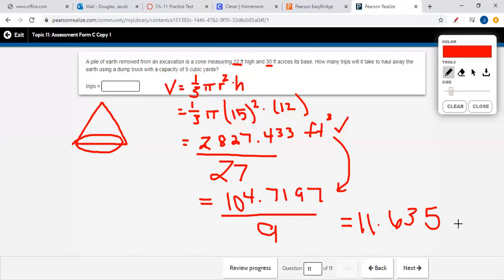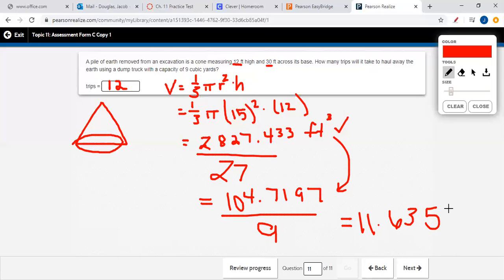So if that's the case, if you were to take 11 trips, would that completely haul away everything? No, there's still some left over. So round up to the next whole unit. This particular answer is going to be 12 trips. So the answer to this problem is 12. That is number 11.